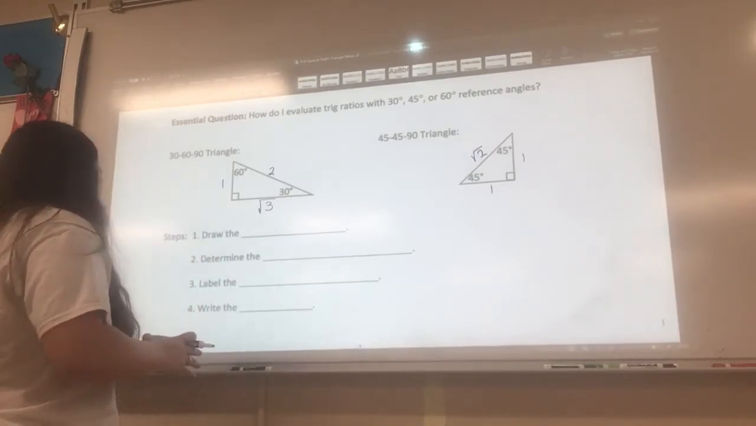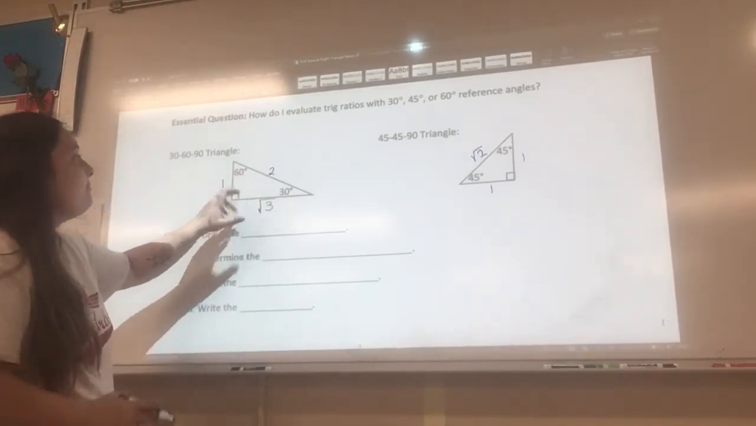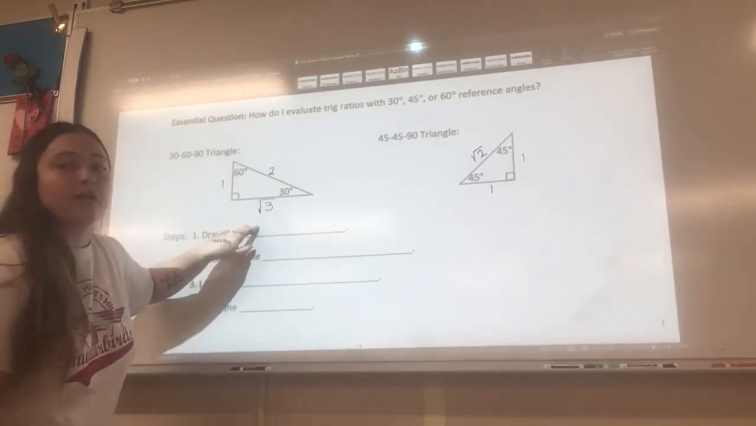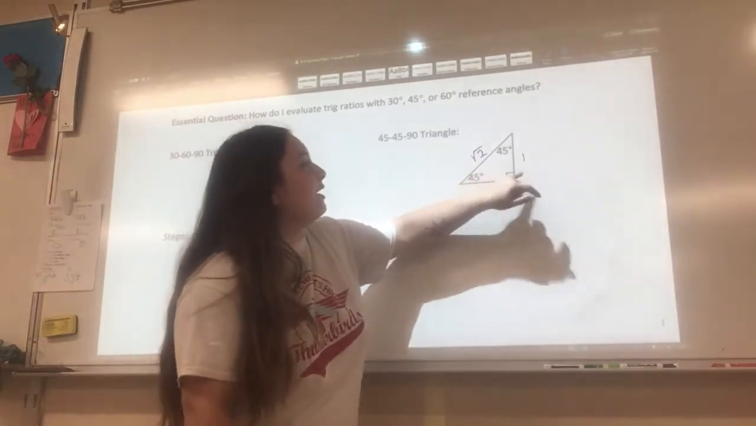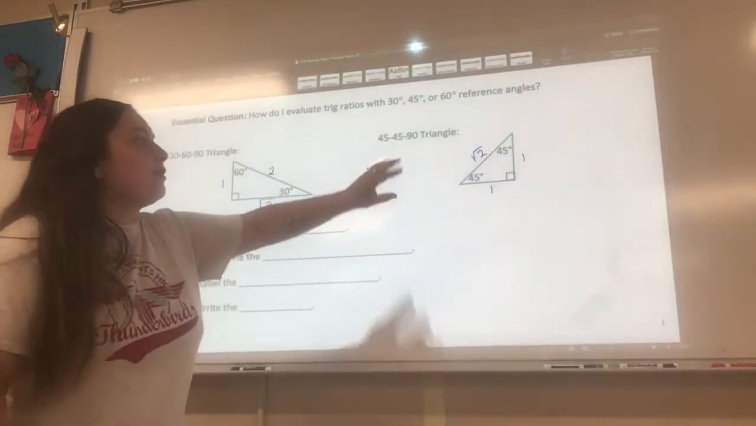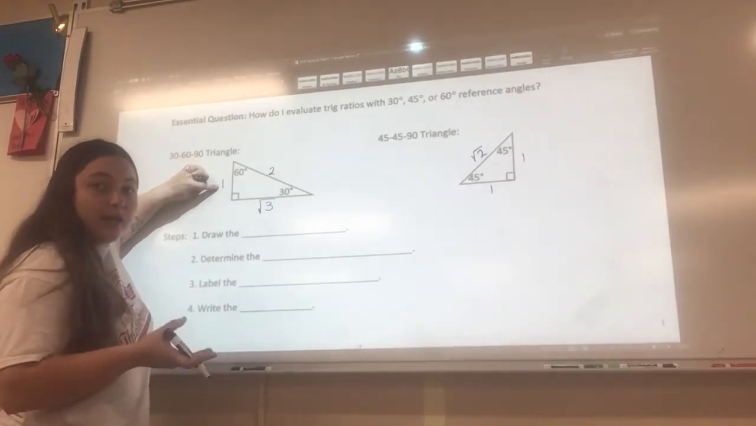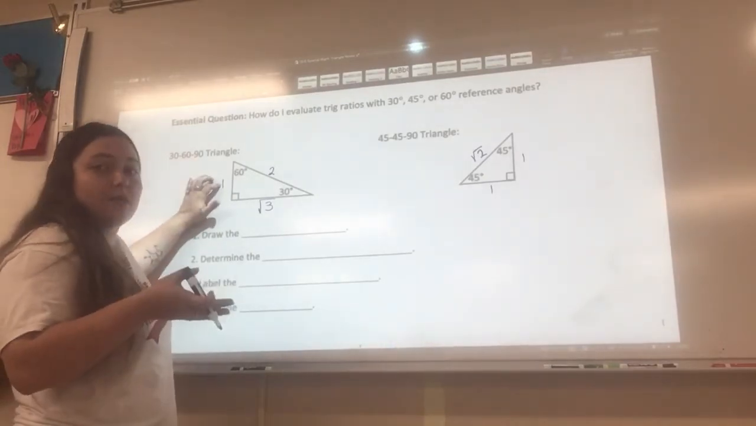For any 30, 60, 90 triangle, the ratio of the sides is 1, 2, square root of 3. And the same is true for a 45, 45, 90 triangle: 1, 1, square root of 2. The reason why we deal with square root of 2s is because 1 is very nice to deal with. And you're going to see why in just a moment.